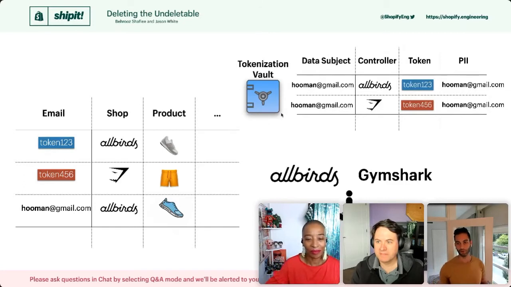So the human, in the eyes of the law, is considered two different data subjects here. Because the first legal relationship is with Allbirds, and the second one is with Gymshark. And that's because, if the human sends a request to be deleted, and if we didn't have this concept of controller and this distinction, essentially, if we deleted the human, then we would be deleting it for all merchants, and that's not the outcome that we are looking for, neither for the human nor for our merchants.